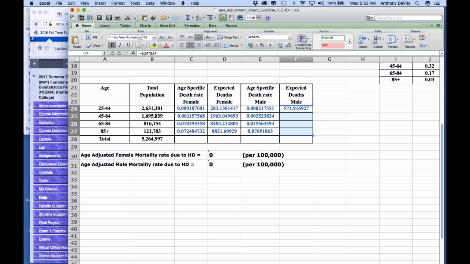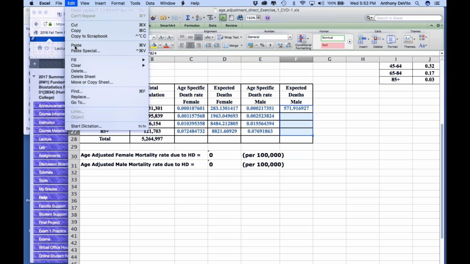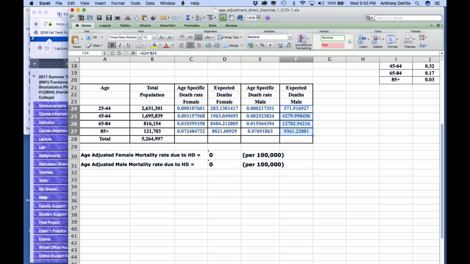Not being cooperative, I'll do it the hard way. Fill down. Okay, that copies the calculation all the way down. So now I'm going to get the total number of deaths that we would expect for females. Okay, and the expected number of deaths that we would expect for males.